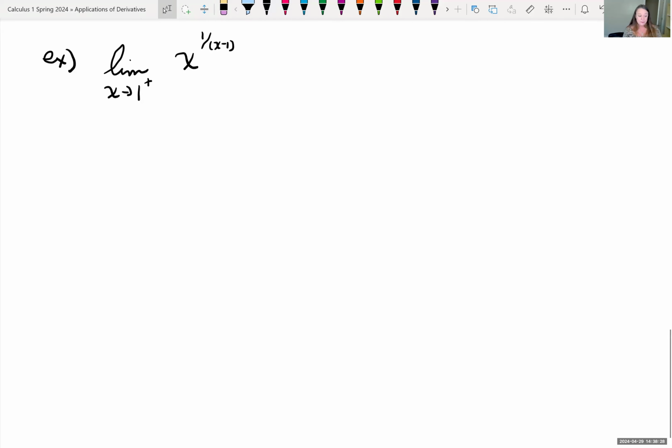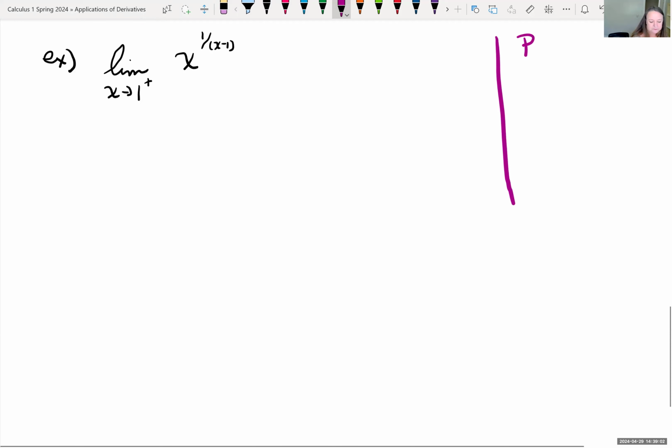So our next example: the limit as x is approaching 1 on the right of x raised to the power of 1 divided by x minus 1. So we have a problem here. We get 1 to the infinity if we look at this, and that is an indeterminate form. If you have the variable in the exponent like that, one way to help is to manipulate it and rewrite it.